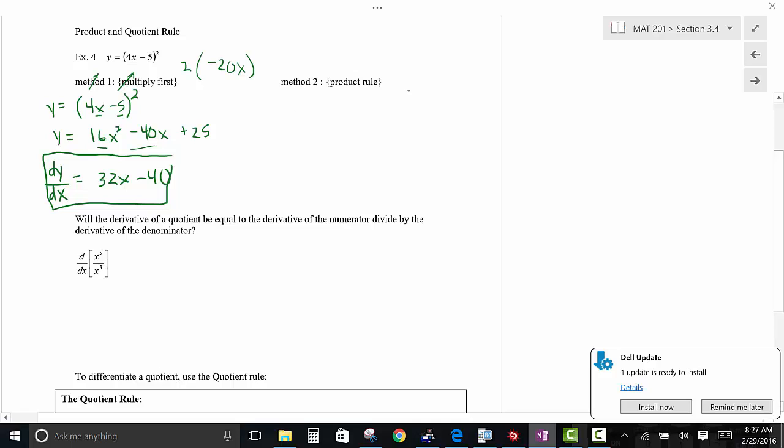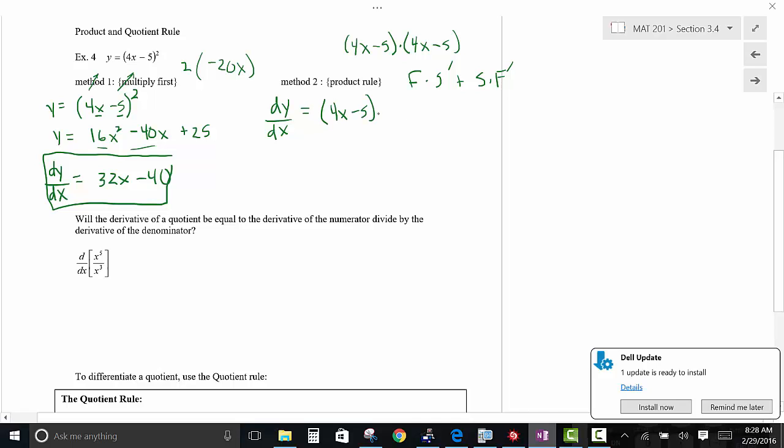That's what happens on polynomials, the power goes down 1. Okay, now let's do the product rule. Now the product rule, again, just think of it as first times derivative of second plus second times derivative of first. So we're not going to multiply it out, we're just going to do this like this. First of all, the first is just going to be 4x minus 5.